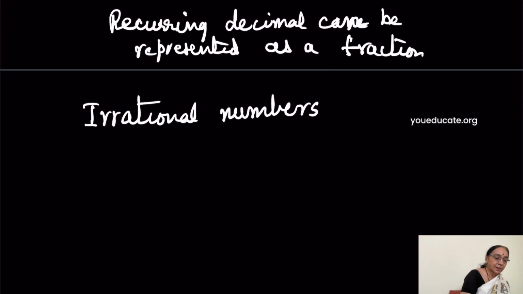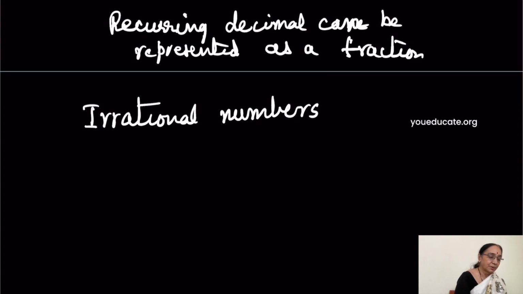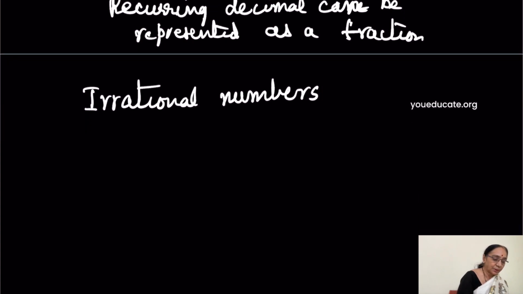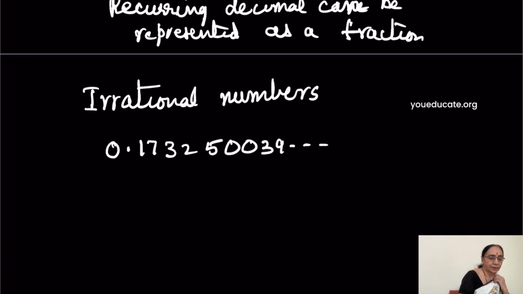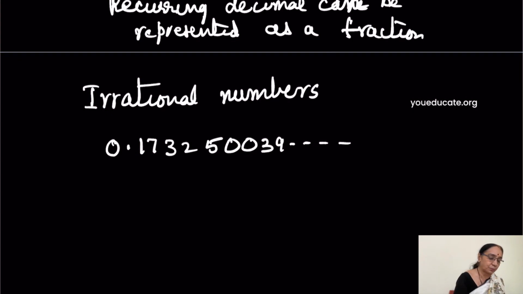Now what are these irrational numbers? In the decimal form, they neither terminate nor do they repeat. So I can give you a decimal example for this. Say for example, I have 0.17325 0.039 and it goes on. You can see there is no pattern in the decimal representation, nor does it terminate. It goes on endlessly. So these type of numbers are called irrational numbers.